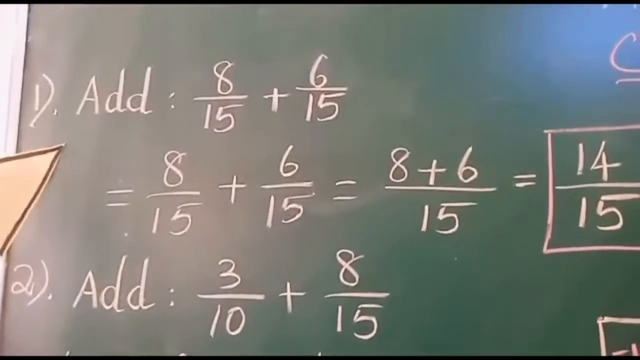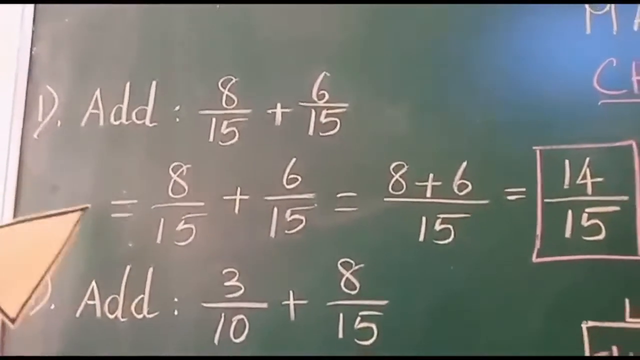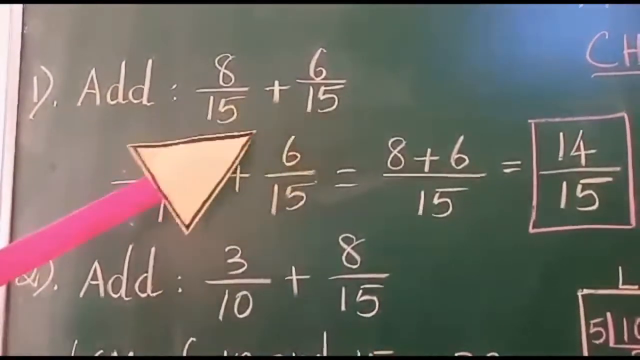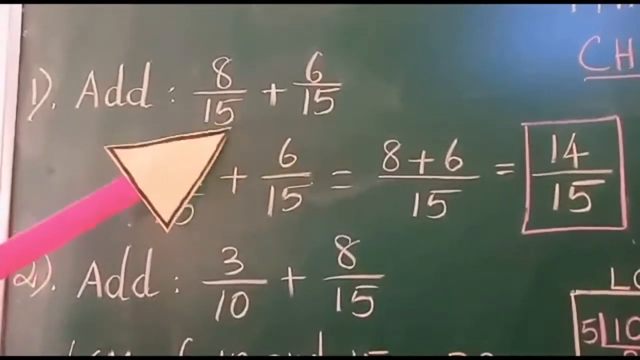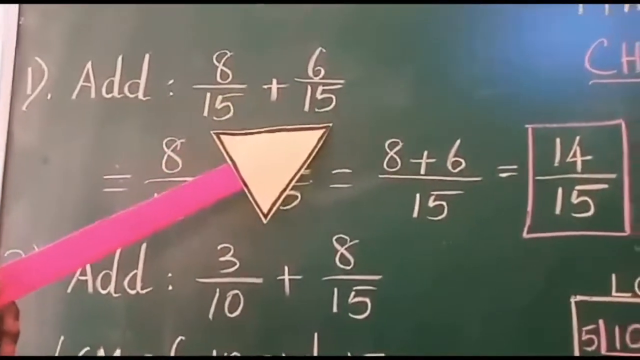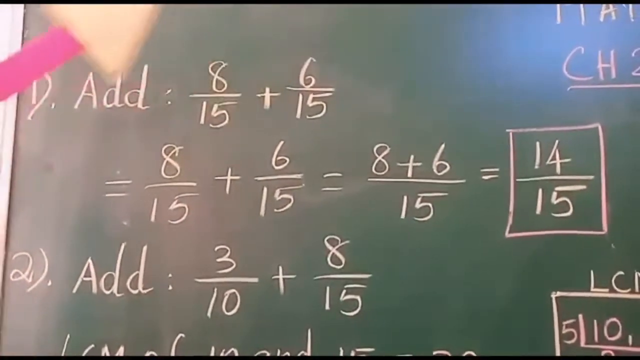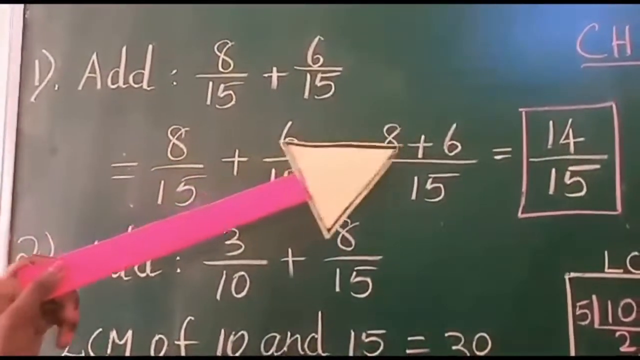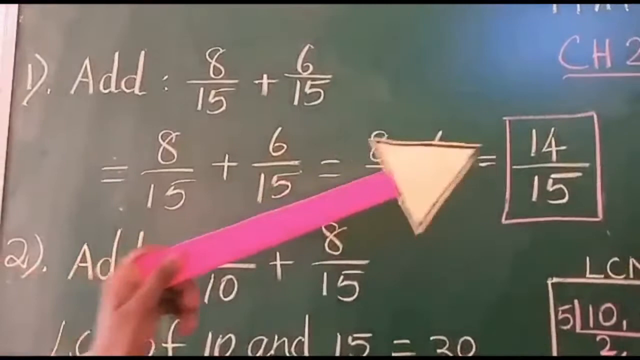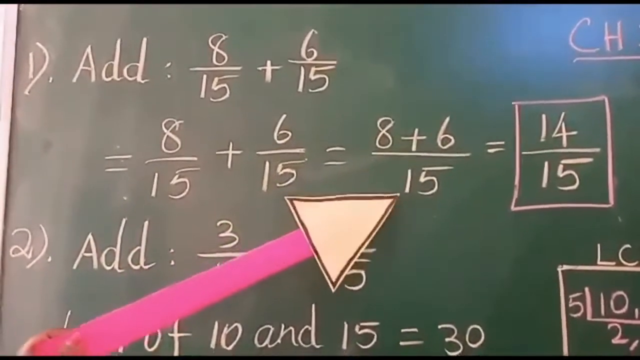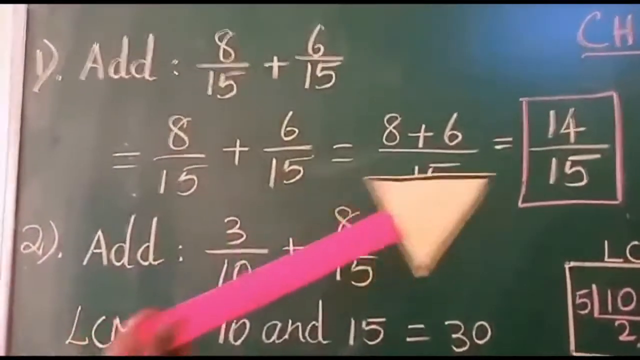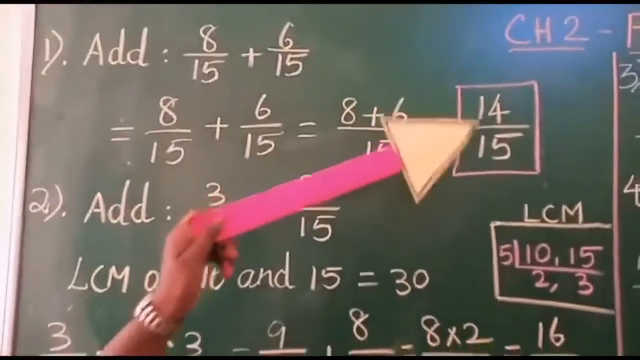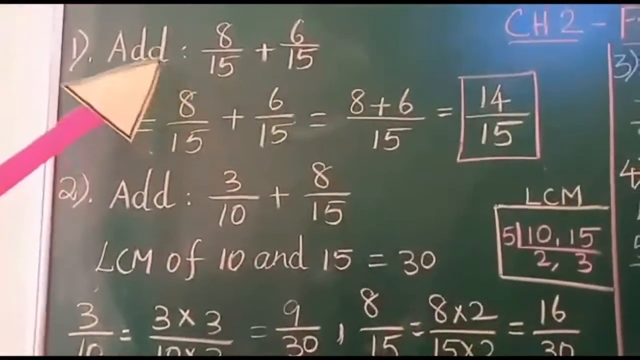Now I am showing the addition problems on the board, the worked problems. The first problem is to add. As you see, both denominators are the same, 15 and 15. So we can easily add the two fractions. What are the numerators? 8 and 6. So we add 8 and 6. What is 8 plus 6? It's 14. If the denominator is the same in the two fractions, we keep it as the denominator and add the numerators alone, which gives 14 by 15. So this is the addition of like fractions.